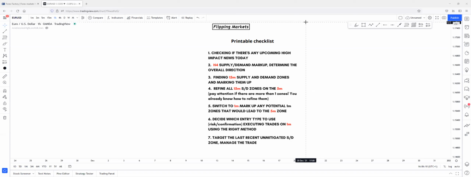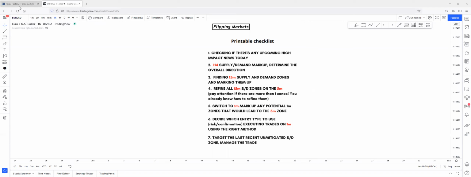As you can see, here's the whole trading plan I use. The first point of the plan is that I check if there's any upcoming news for that day, any upcoming high impact news to be more precise. It means that before you do your markups or do anything related to trading, you have to open forexfactory.com and check the upcoming high impact news.